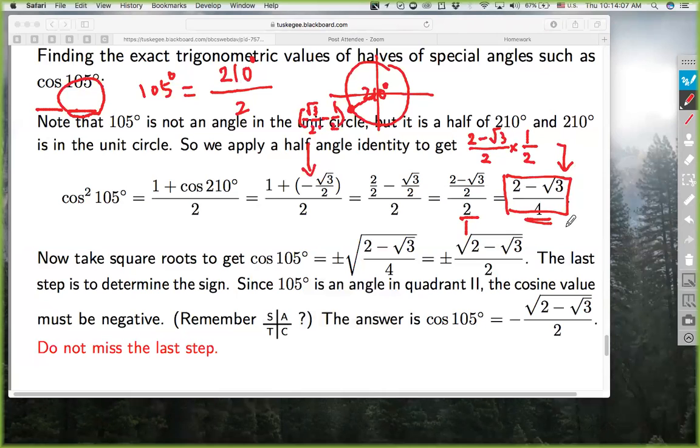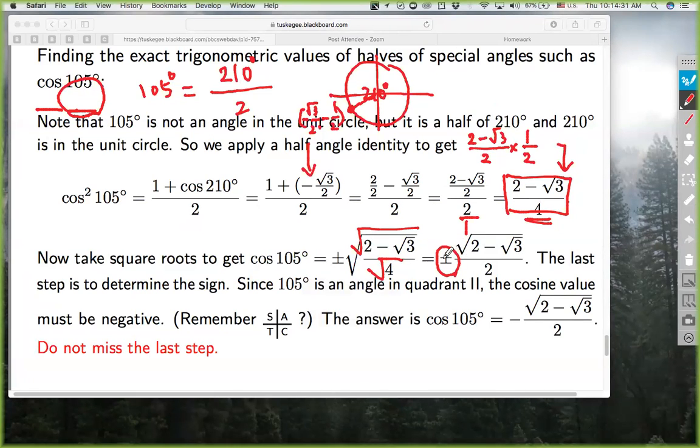And then the next step is to use the plus minus square root. So this number goes in here. And separate the two fractions. Then square root of 4 gives you 2. And square root of this expression gives you this number. Then the last step is to determine the sign.